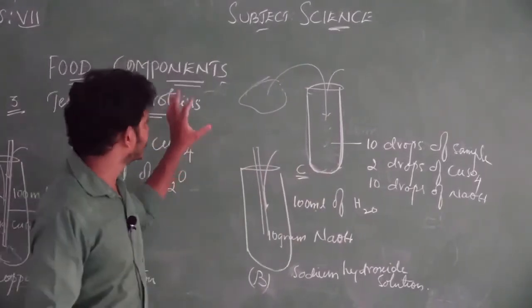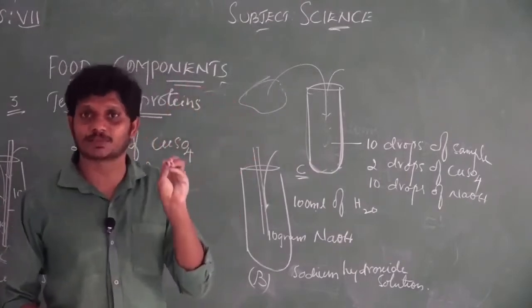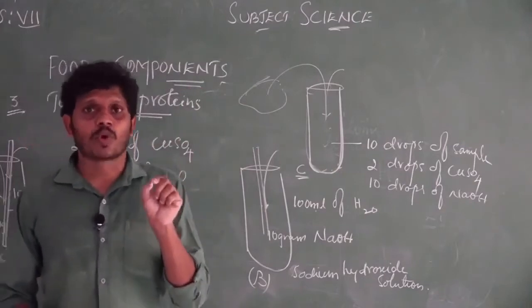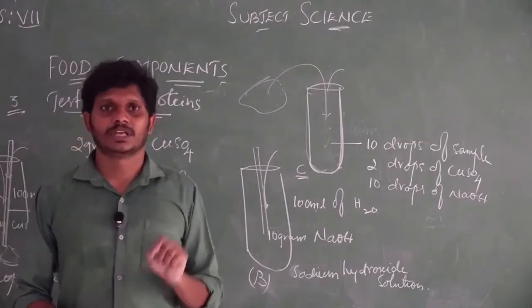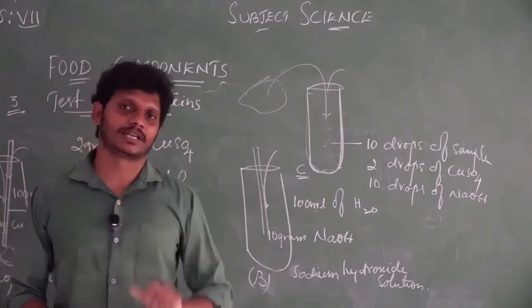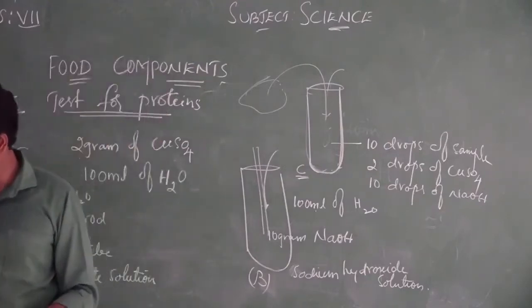If the food sample you have taken contains proteins, it changes its color to violet or purple. So if it changes its color, we can confirm that it contains proteins. Okay, move to the next one.